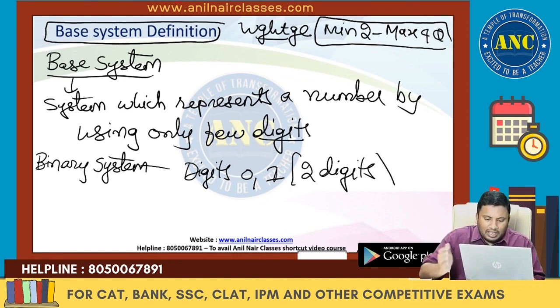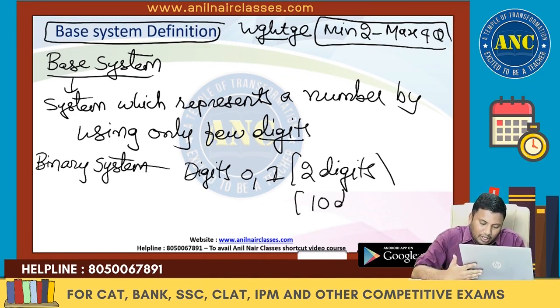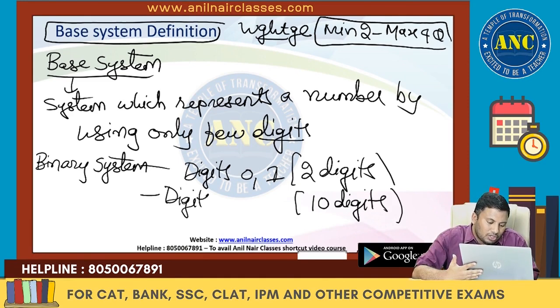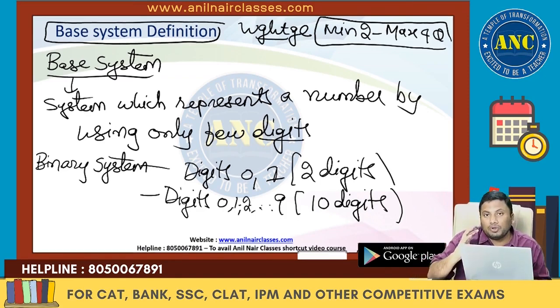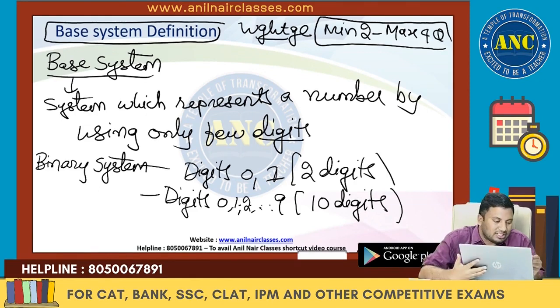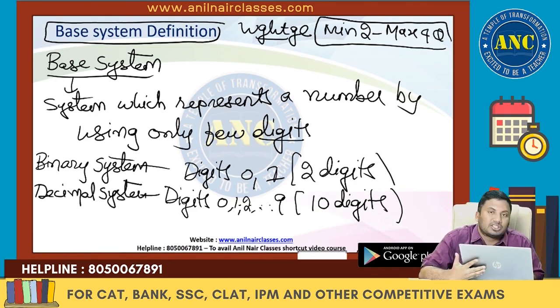Now, if I decide to use 10 digits, all the digits should start from 0. So I will use from 0 to 9: 0, 1, 2, 3 and so on up to 9. If I am using 10 digits, 10 in Greek is deca. So this system is called the decimal system. DEC is nothing but 10, and a system which uses only 10 digits is called a decimal system.